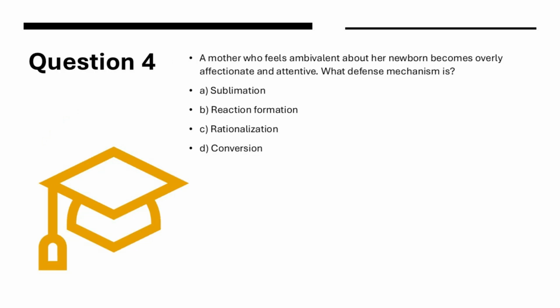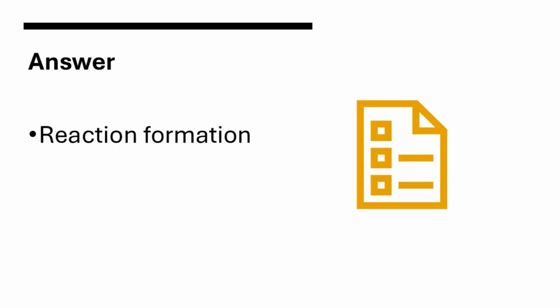Let's look at this question. A mother who feels ambivalent about her newborn becomes overly affectionate and attentive. What defense mechanism is this? A. Sublimation. B. Reaction formation. C. Rationalization. D. Conversion. The answer will be reaction formation.